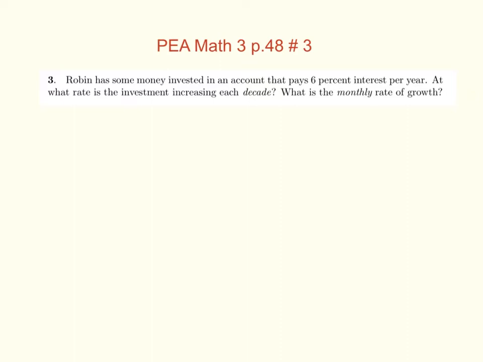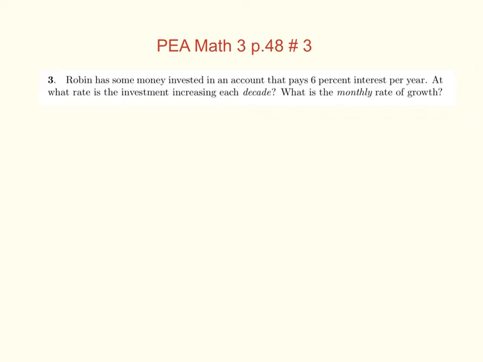The main idea: if you have a percentage rate over a year and you want the percentage rate of growth over 10 years, you can't just multiply by 10. And you can't just divide by 12 to get your monthly rate, because interest is compounded, not linear. You don't just have a single amount you're adding every month.